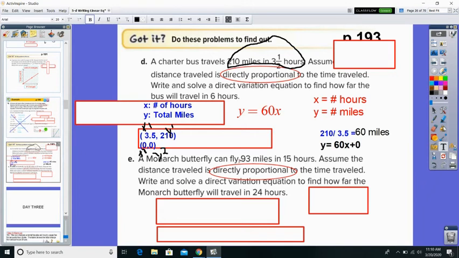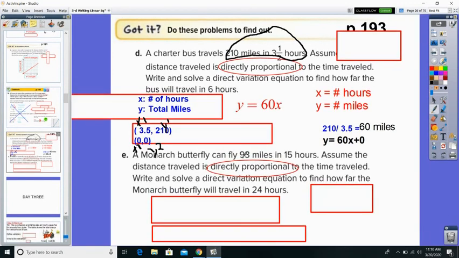Last but not least, a monarch butterfly can fly 93 miles in 15 hours. So once again, the first thing we need to do is understand what our X and Y are. Y is always a total. So in Y, we're talking about the miles that that butterfly can fly, and X would be the number of hours it is flying for.